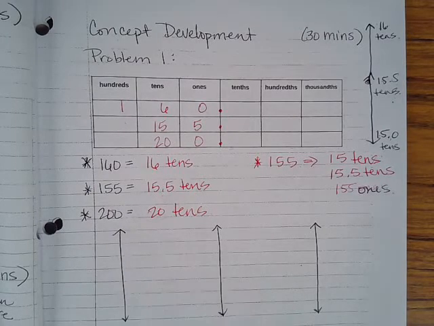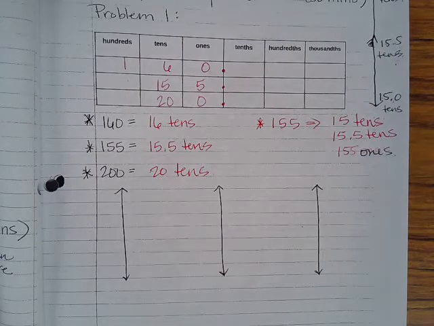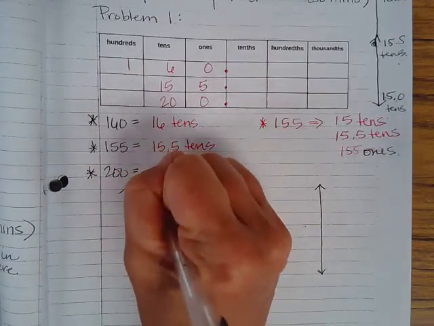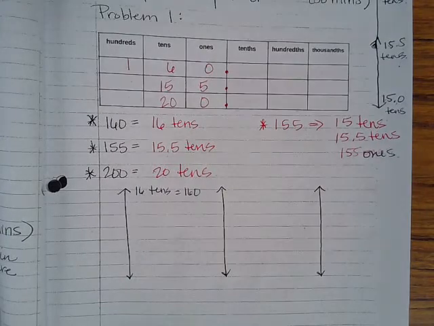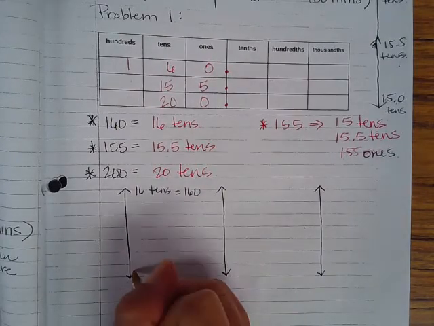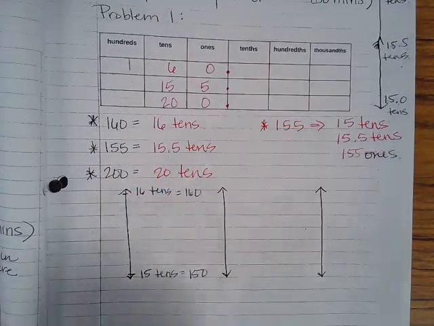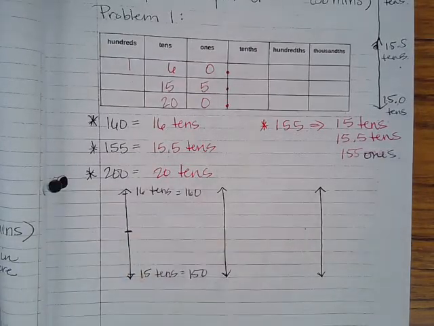So we're going to take this idea and use it with 16 tens, 15.5 tens, and 20 tens on these 3 lines below. Where do you think we should start? How about if we start with 16 tens up here equals 160, okay? Then what do you think should be down here? So let's put 15 tens is equal to 150. Now, what do you think our midpoint is going to be?